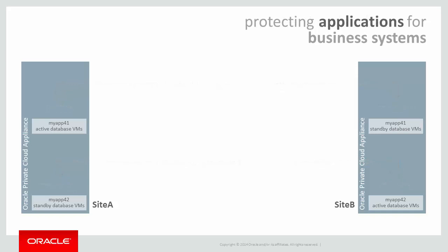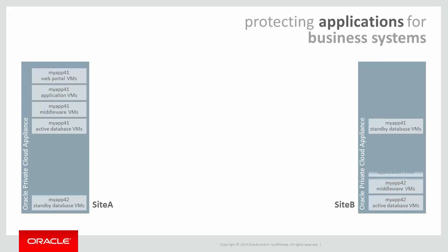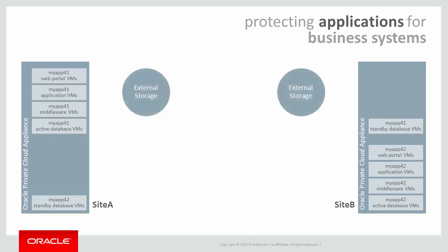In addition to databases, a business system will include various Oracle VM guests hosting applications such as Fusion middleware, WebLogic application servers, web portals, load balancers, security applications, etc. All of these Oracle VM guests run at a single site and will be transitioned or moved to Site B. MyApp 42 can be any business system and is deployed the same way as MyApp 41. What you manage and how you deploy it is up to you.